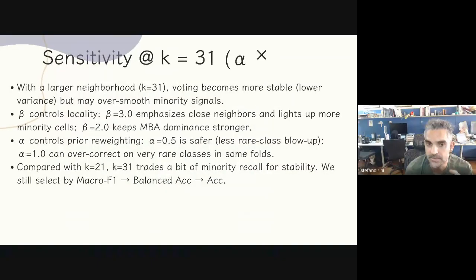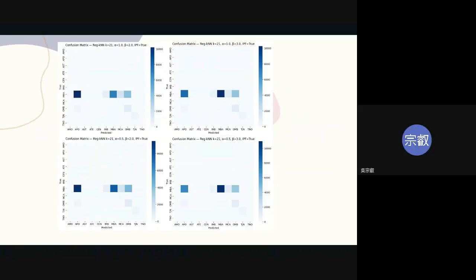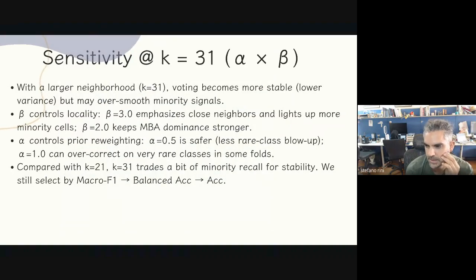So wait, what was the beta there? Beta is still 3 and 2. Okay. Did you force the beta to be integers? No. Okay. K equals 31. Go ahead.